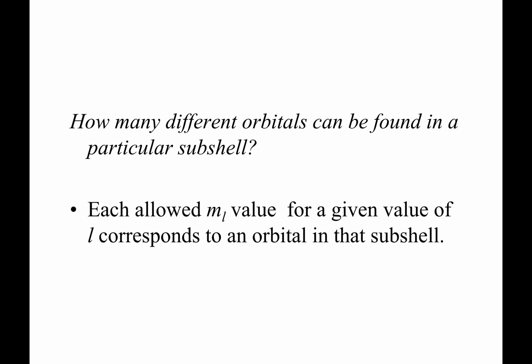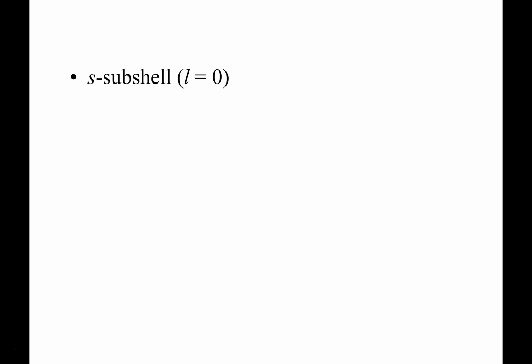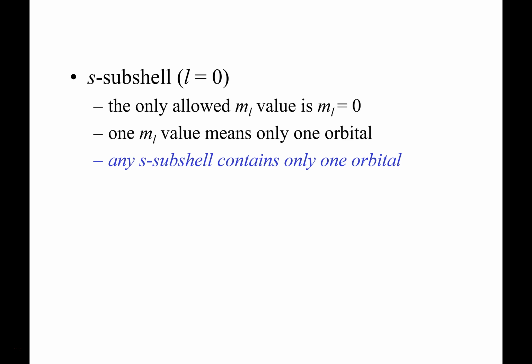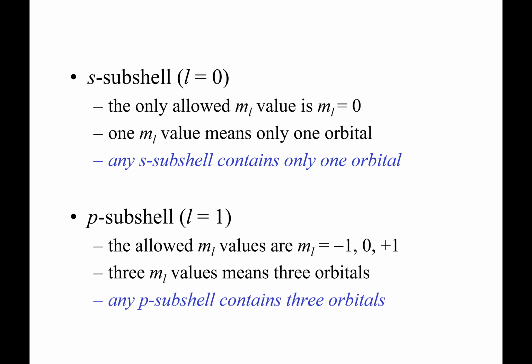How many different orbitals can be found in a particular subshell? I kind of feel like I've been talking about this already. A particular subshell, if we pick an s-type subshell, one value. A p-type subshell, three values. A d-type, five values. And it's consistent with that rule that we talked about, or that was shown on the previous slide.